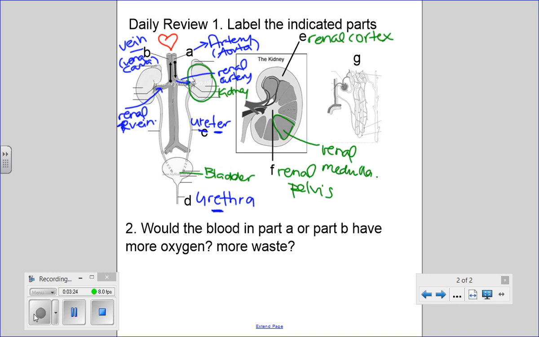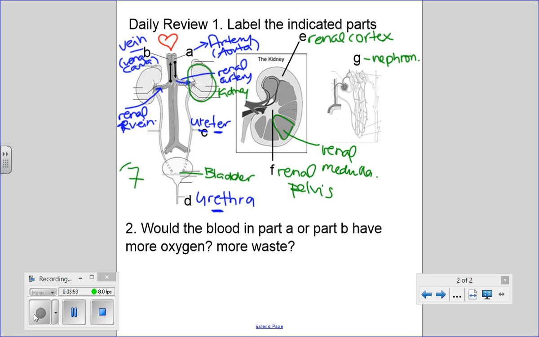G, because it's just the whole structure, I was only looking for you to call it a nephron. And very likely the next time we do a daily review, I would ask you more specific things about the parts of a nephron. Now, does anyone have any questions about A, B, C, D, E, F, or G there? So that first part is out of 7.